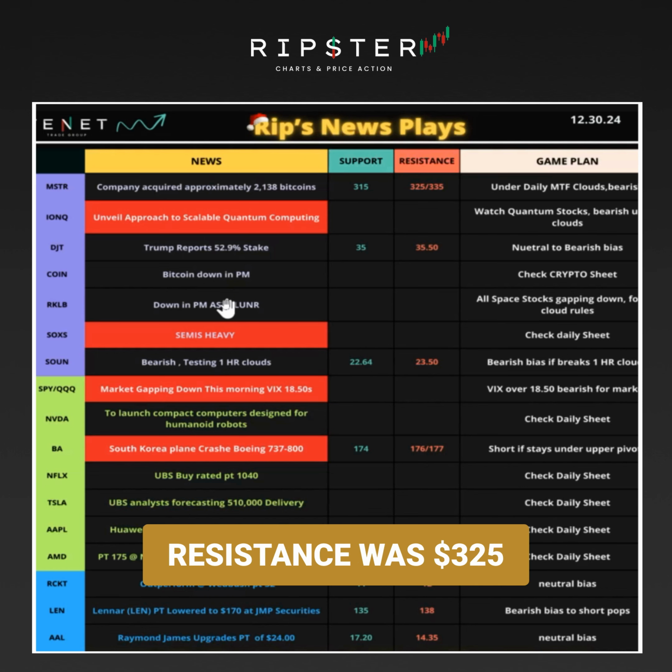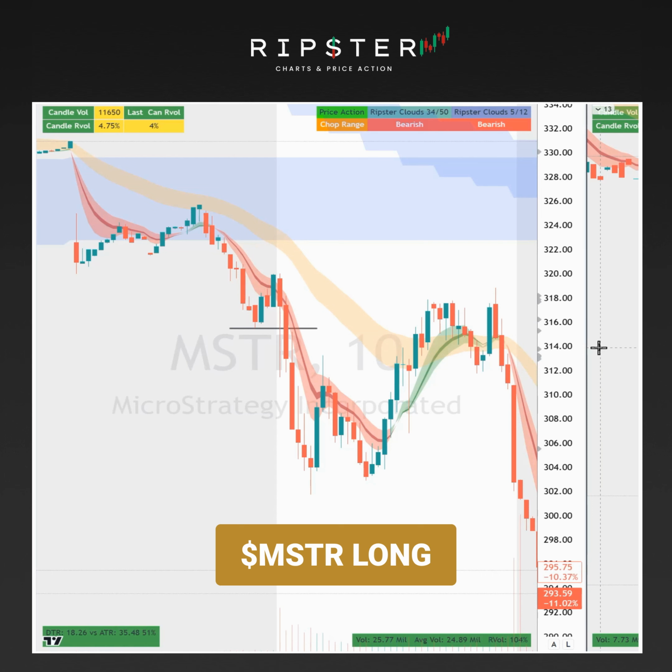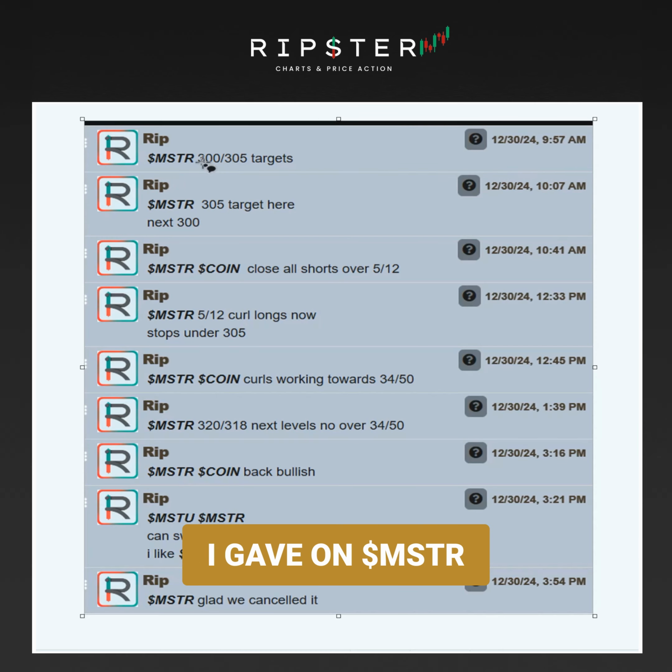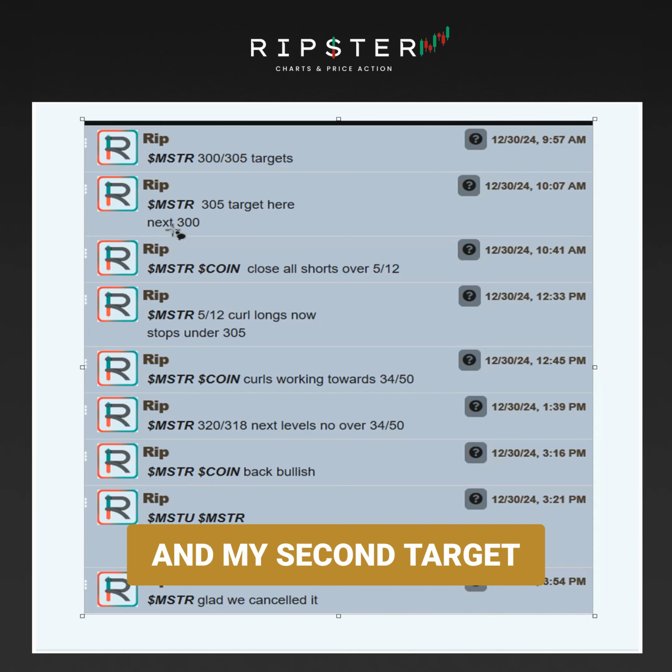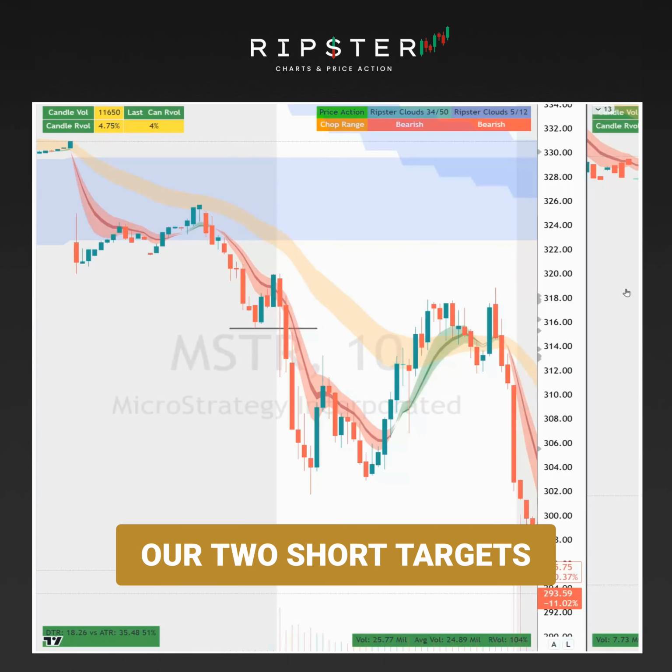You buy the puts or you trade the leverage ETFs, which are short MSTR, long, and you can see the Ripster clouds are bearish. Use these labels, pretty effective, and that's how we were short right at the open. The first target I gave on MSTR was 305 and my second target was 300. So those were our two short targets. So 305 target met pretty soon, short right at the open.